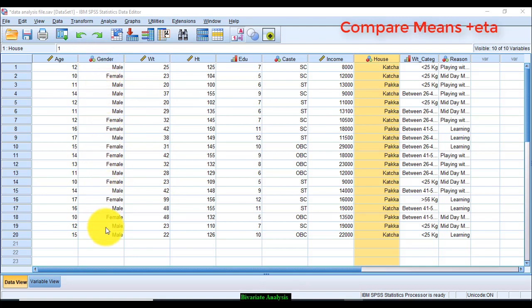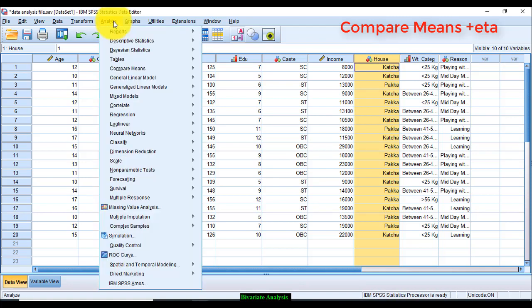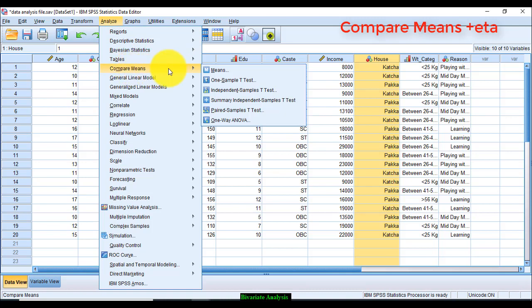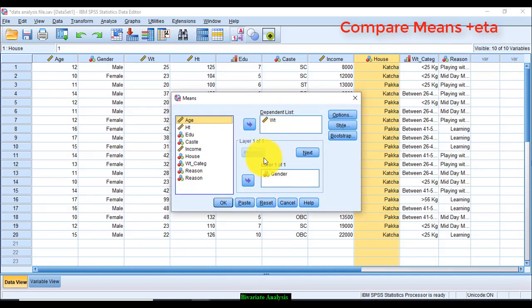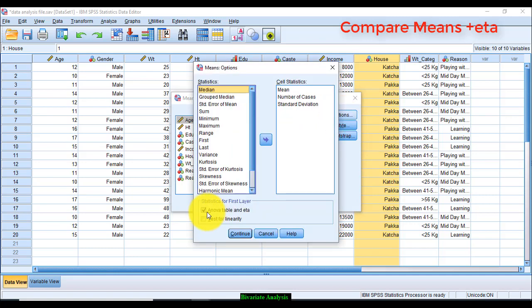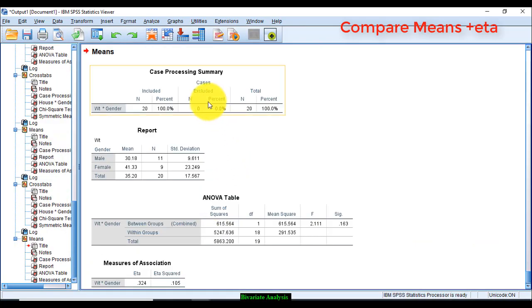If the scale variable can be considered as dependent variable and the nominal variable can be used as independent variable, we can use compare means option to check the significant mean weight difference across the gender. To do this, we analyze, compare means, and transfer the weight as dependent variable into dependent box, and gender into the layer box. Click options and make sure that ANOVA table and eta is checked. Click continue, OK.